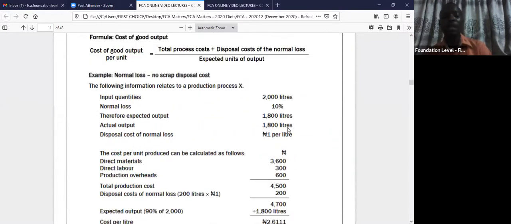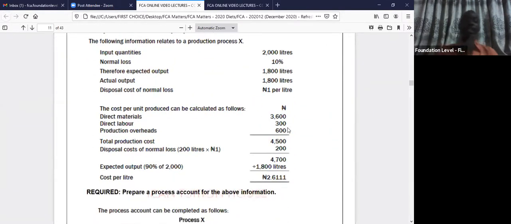Now see an example here. Everything in this account is the same. 200 units will be lost. But we are told that we are not going to recover the 200 units by scrap value, but we are going to dispose of them at 1 naira per liter. So if we dispose of them at 1 naira per liter, it means the whole 200 liters will be disposed of for 200 naira.